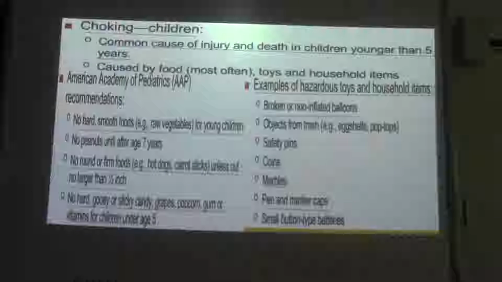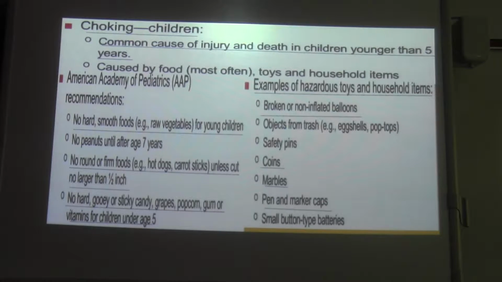So, choking in kids is a common cause of injury or illness, especially in kids 5 years or younger. Kids like to put stuff in their mouth.